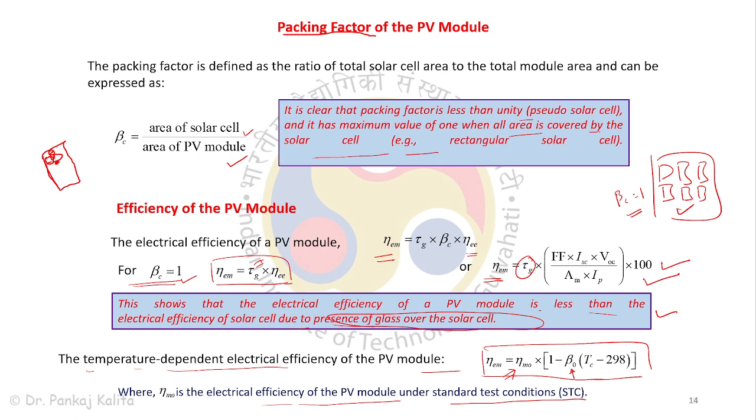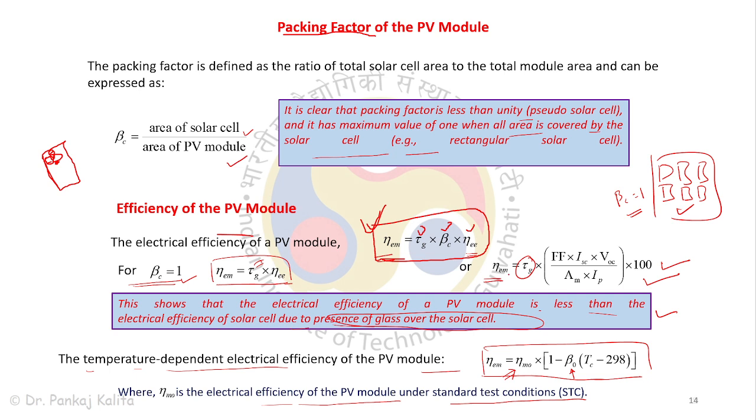And so the electrical efficiency of the PV module can be expressed in terms of these three terms. One is tau g, which is the transmittivity of the glass cover. Beta c is your packing factor, and electrical efficiency is your eta n. So I hope it is clear how these parameters are included in this formula.